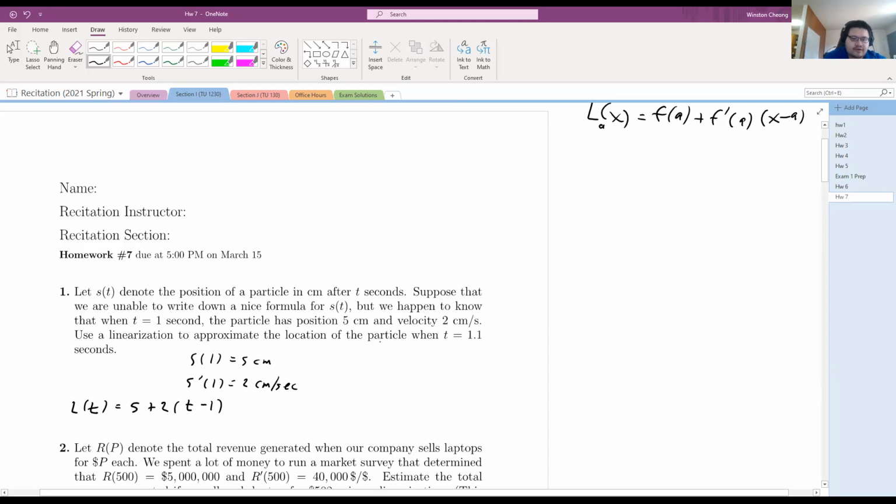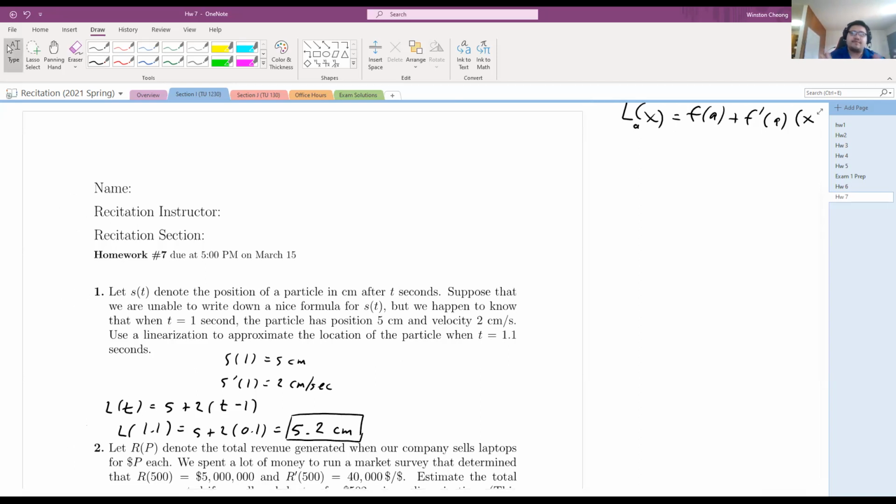So we want to figure out the location at t is equal to 1.1. If I plug into this L, I'll get the answer. 5 plus 2, and then 1.1 minus 1 is going to be 0.1. So I'm going to get 5.2, and my units are centimeters.